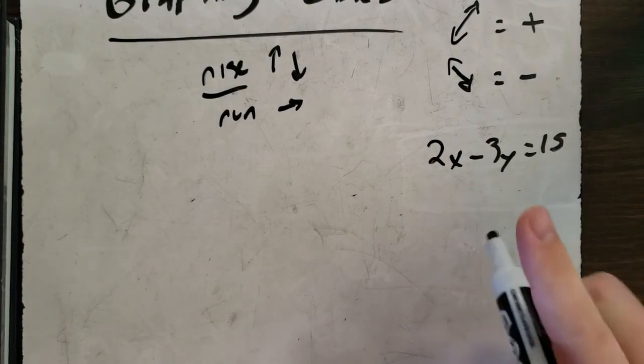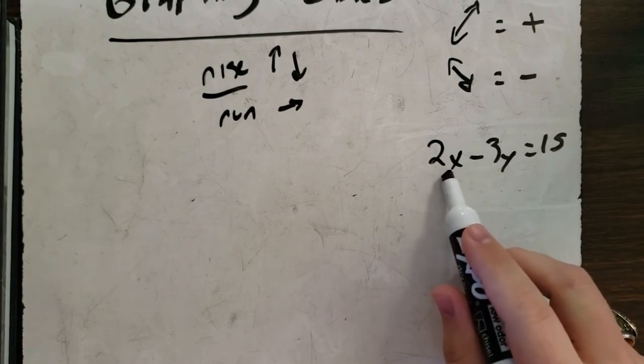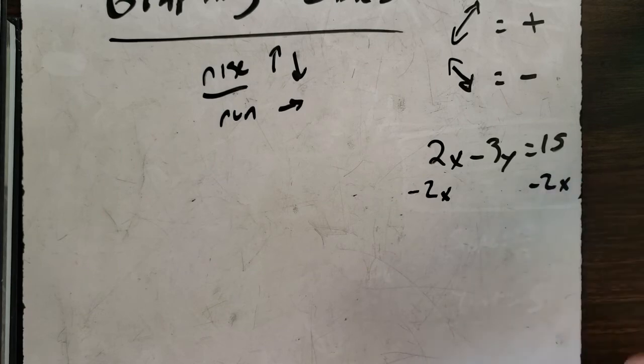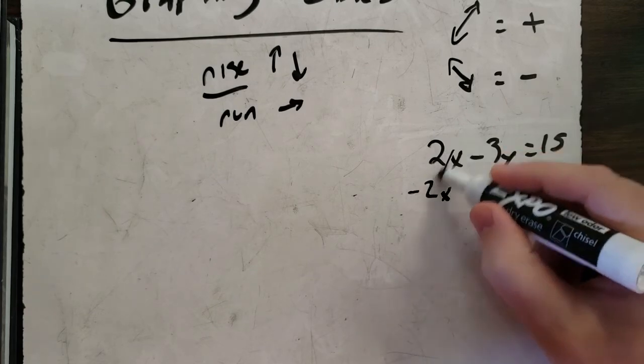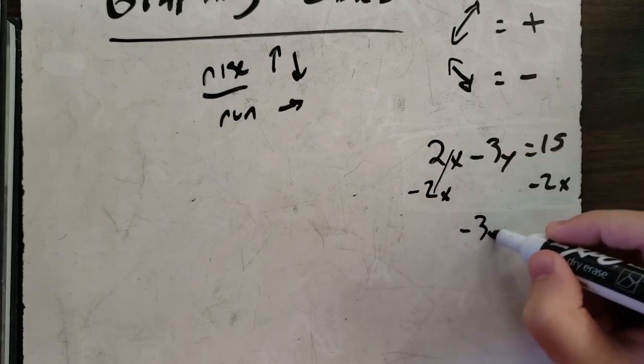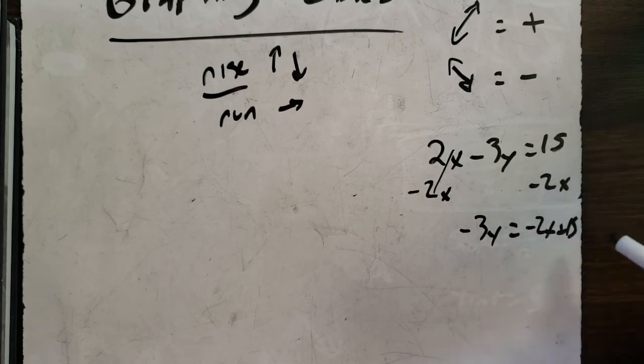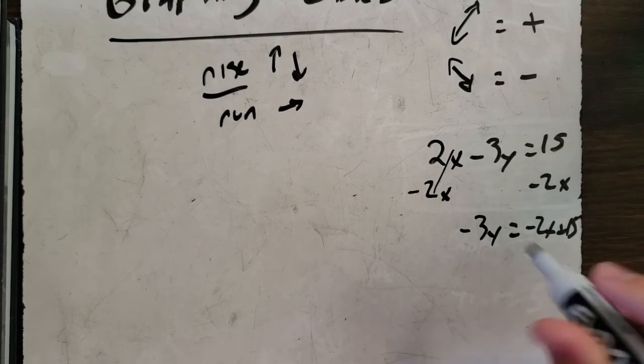Remember, step 1 is to move the x, okay? It's a positive 2x, so we have to do minus 2x on both sides. Cancel, bring down your negative 3y, and then remember, you leave it negative 2x plus 15. Sorry about the lack of space. My budget is not large for this production. Now, that's step 1, move the x.